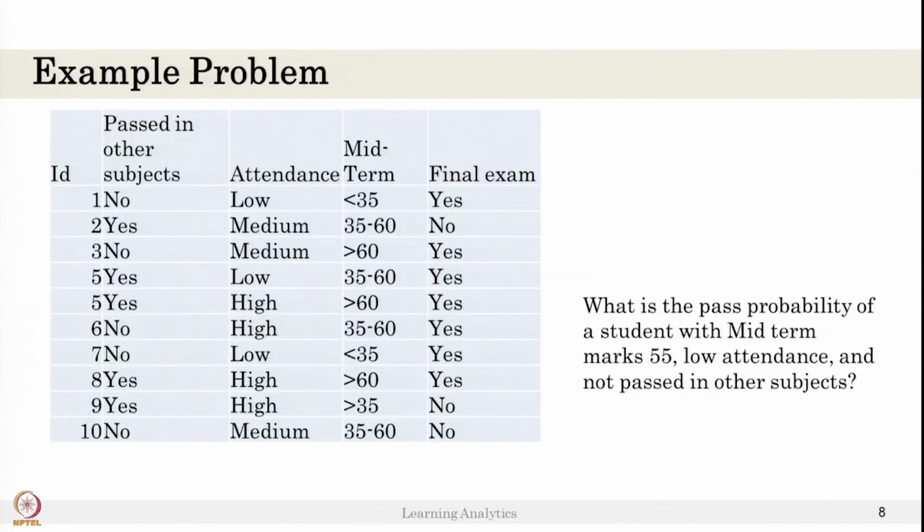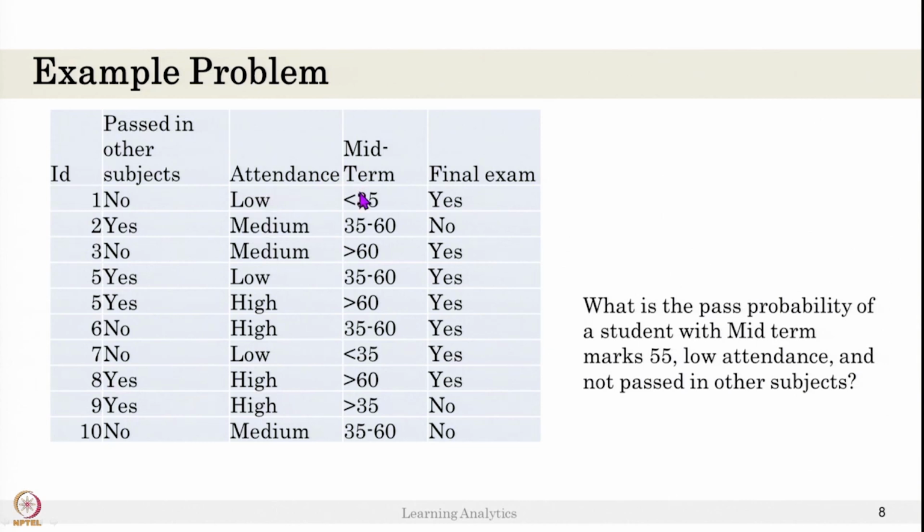So, here is one simple example. Consider a student who has passed in all other exams in previous semesters. He is taking a current semester course in one particular subject. If he passed all the exams, it is yes; if he has not passed, it is no. The student's attendance is also low, medium or high. We split it into 3 bins, maybe less than 30, 30 to 60, 60 to 100. That is a bin value, a categorical variable.